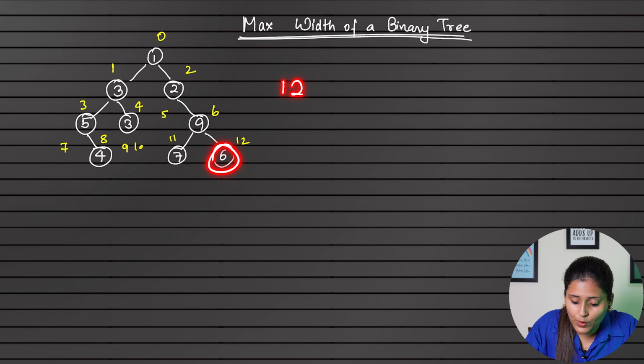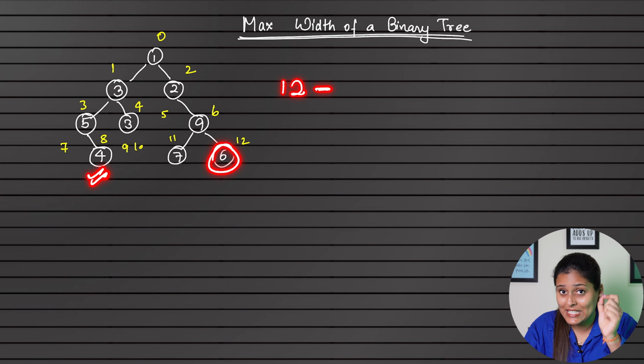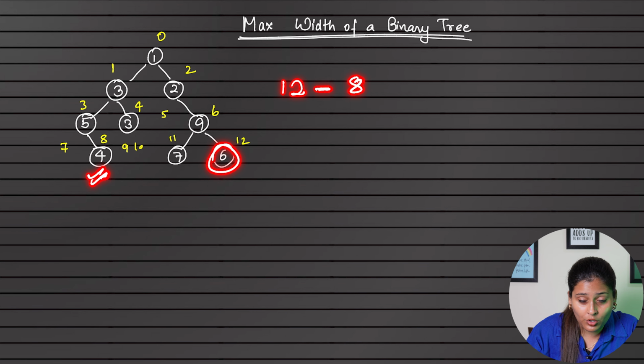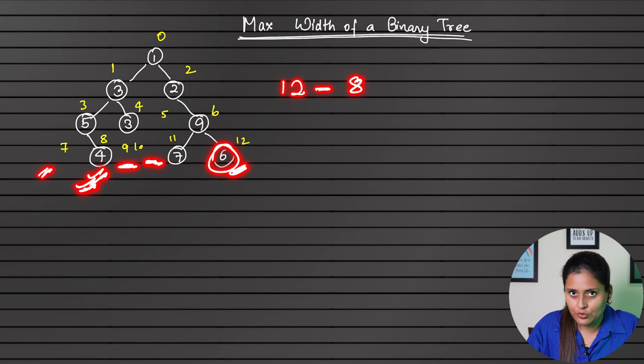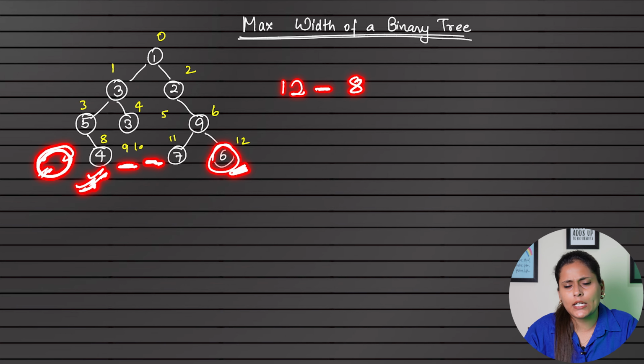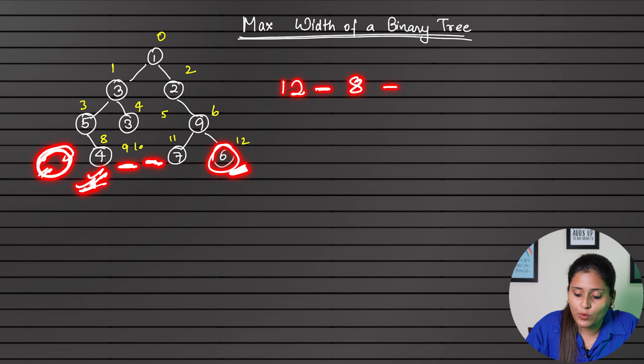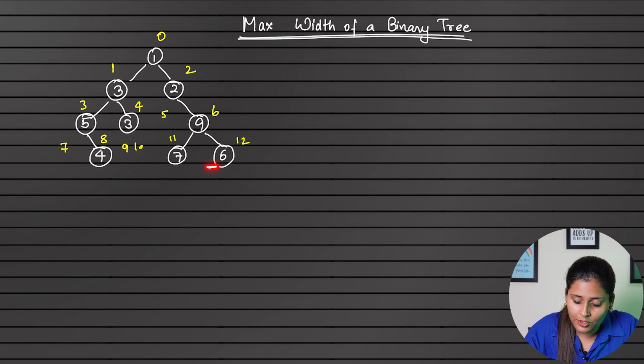Similarly, rightmost 12 minus leftmost present node, which is 8. Remember, not 7. See, we have to consider the null nodes if they come between the leftmost and the rightmost. But this 7 which is null is outside, so we will not count it. So 12 minus 8 plus 1, which is 5, correct? And it is 5 only: 1, 2, 3, 4 and 5. Correct? So this is what we are supposed to give.